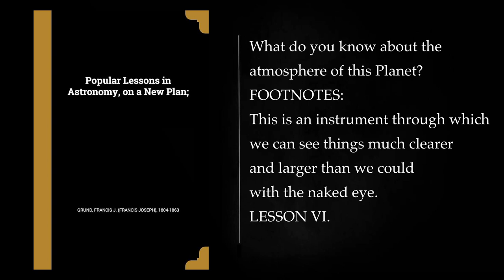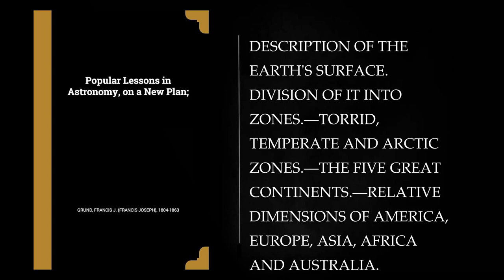Footnotes. This is an instrument through which we can see things much clearer and larger than we could with the naked eye. Lesson 6. Description of the Earth's surface. Division of it into zones. Torrid, temperate, and arctic zones. The five great continents. Relative dimensions of America, Europe, Asia, Africa, and Australia.